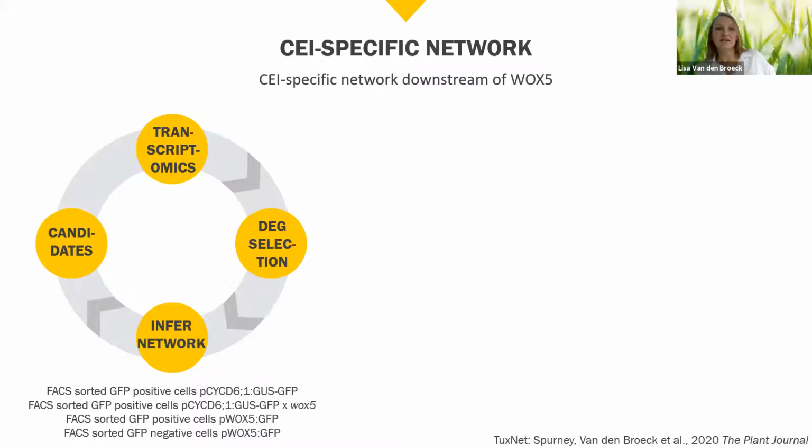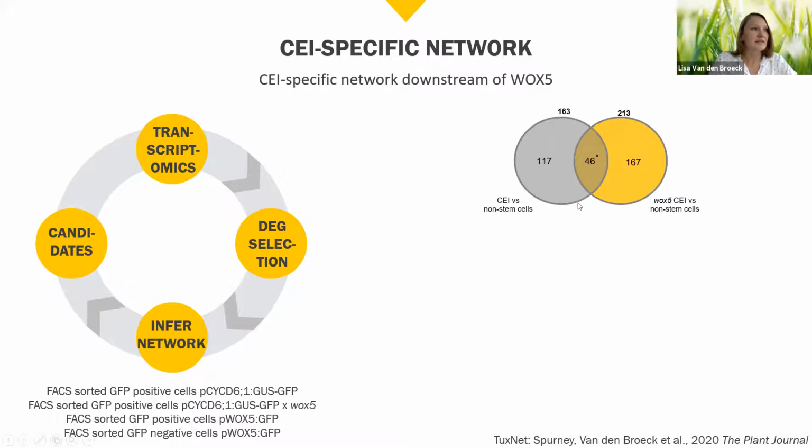So to gain an insight into the transcriptional events regulating the extended expression pattern of cyclin D6 in the WOX5 background, we performed transcriptome analysis on FACS-sorted CEI cells. We looked only at the CEI cells because there's so little of them that if you look at the entire root, the effect is completely diluted. So we took the cell-specific CEIs. And there were 163 differentially expressed genes in the CEIs in the wild type background versus the non-stem cells, 200-ish in the WOX5 CEI and CEI-like stem cells versus the non-stem cells.